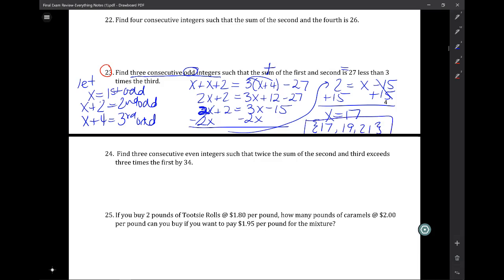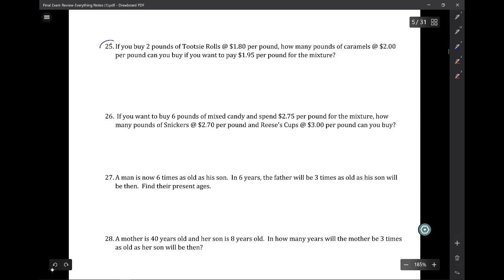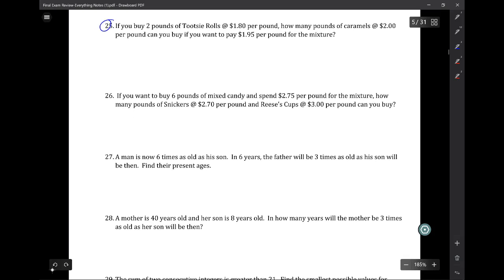Okay, 25 is my next question. It says, if you buy 2 pounds of Tootsie Rolls at $1.80, how many pounds of caramels at $2 can you buy if you want to pay $1.95 for the mixture? So I'm going to set up a chart here. I'm going to let TR stand for Tootsie Rolls. I'm going to write caramel or carm for caramels, and then my mixture.